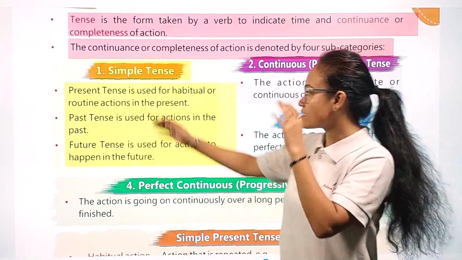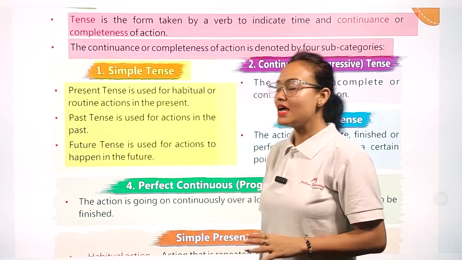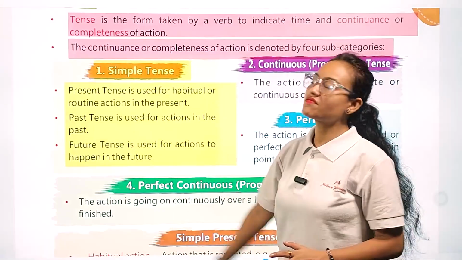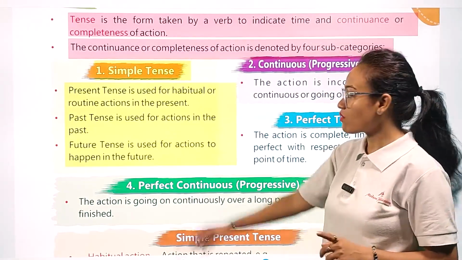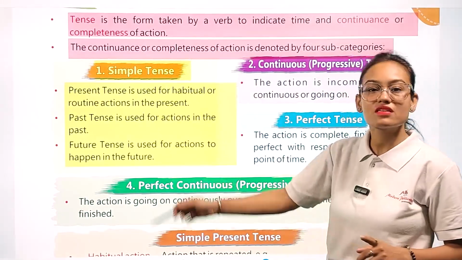So this simple tense is divided into 3 parts: present tense, past tense, and future tense. These are the major divisions of tenses. Among these 3 tenses, all the rest of the tenses come.